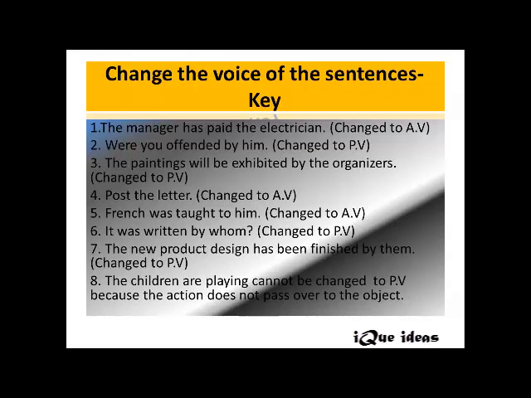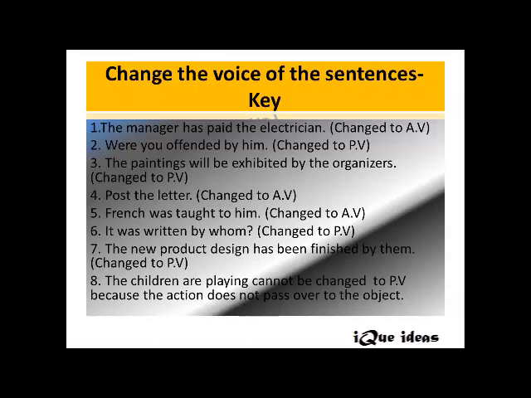"French was taught to him." I have a helping verb here. I have the main verb here, "taught", which is in 3V. So this sentence has to be changed to PV, not AV. "French was taught to him by XYZ." Sorry, this has to be changed to PV. The PV form is "French was taught to him by XYZ." Here the focus is more on French rather than on the subject. That's how, kindly correct it. It has to be changed to PV. This is the passive voice form.